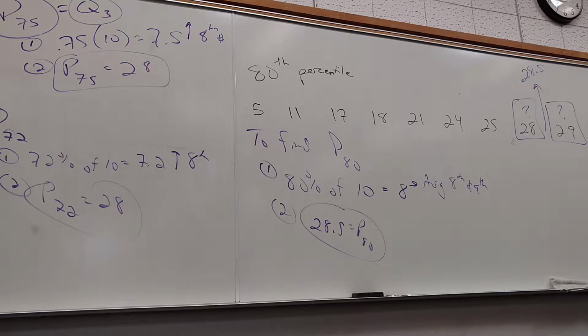You could also break them into deciles, but I'm not going to do that. P10 is the first decile. Screw that. We'll just stick with Q1, Q2, Q3, Q4.